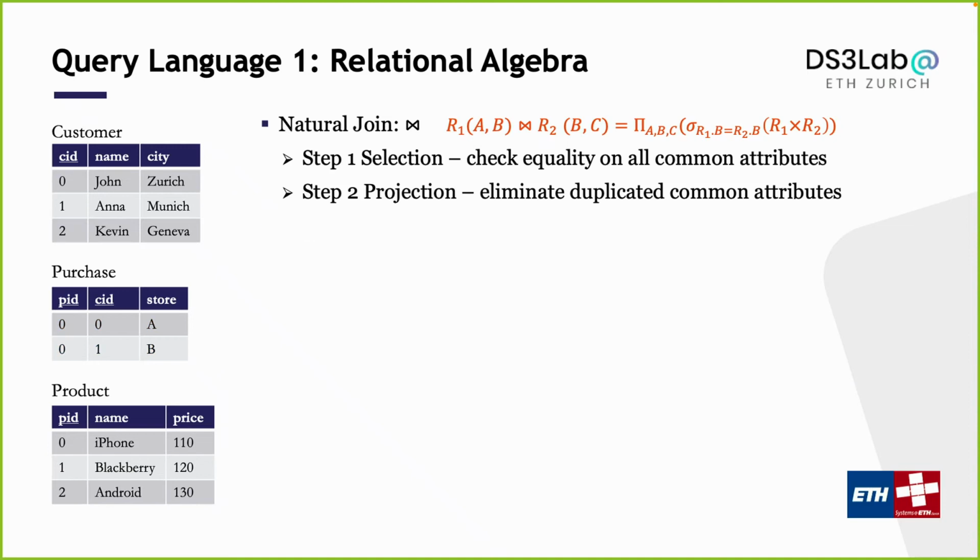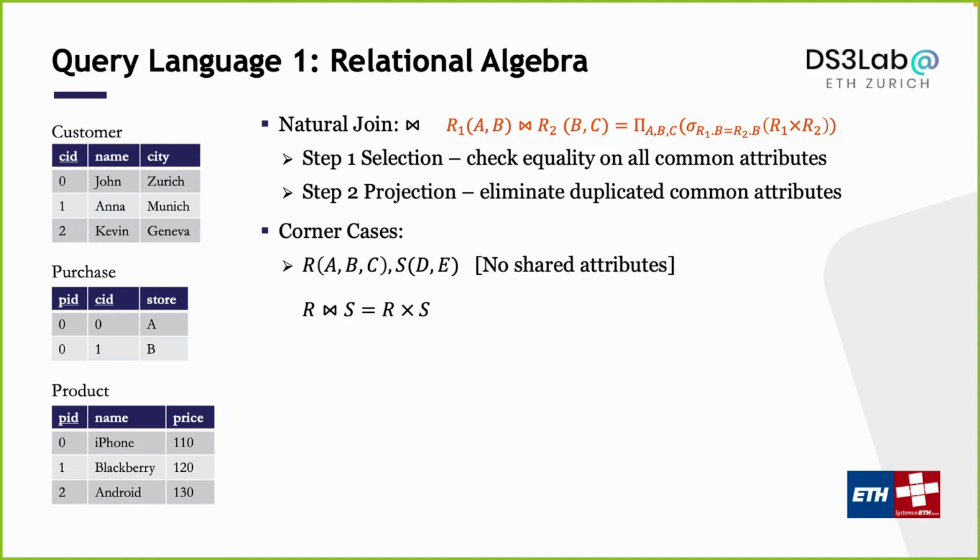So there are multiple corner cases about natural join that are actually interesting. By looking at them, we can have a better understanding of what we are trying to do. Assuming I have two relations, R and S. R has three attributes with the names A, B, and C. S has two attributes with the names D and E. As you can see, there are no shared attributes. And I do the natural join between these.